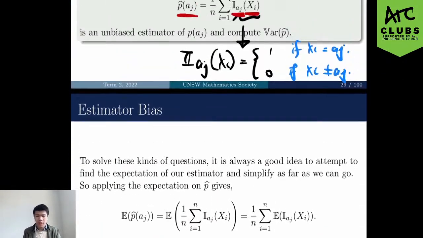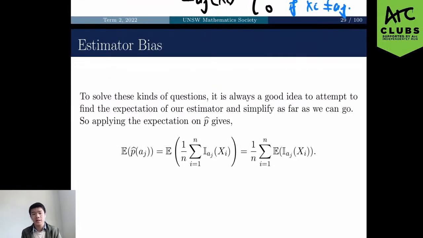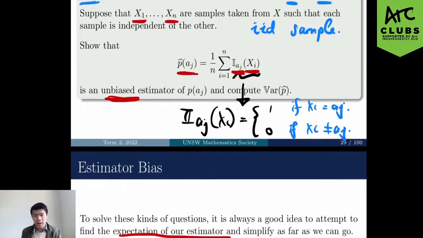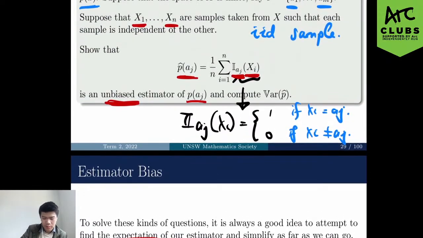So to solve these kinds of questions, we want to try to find the expectation of the estimator. And once we've done that, because the question is getting us to show it's unbiased, we want to show that the expectation is actually equal to what we're trying to calculate. Okay.